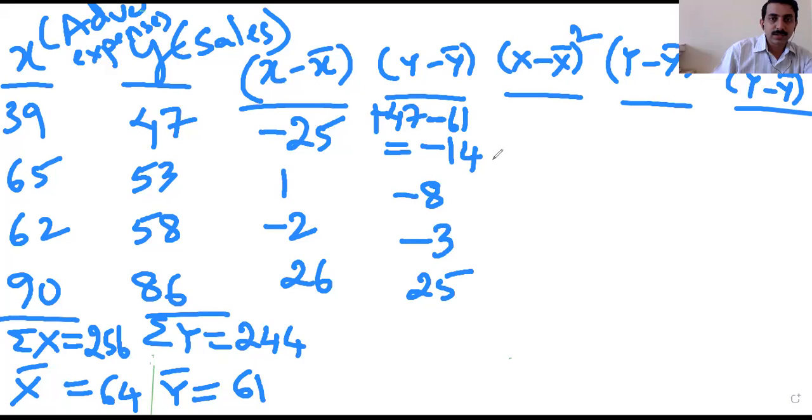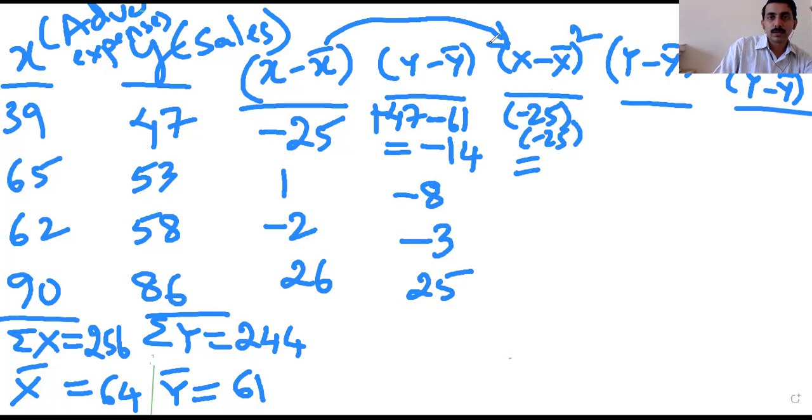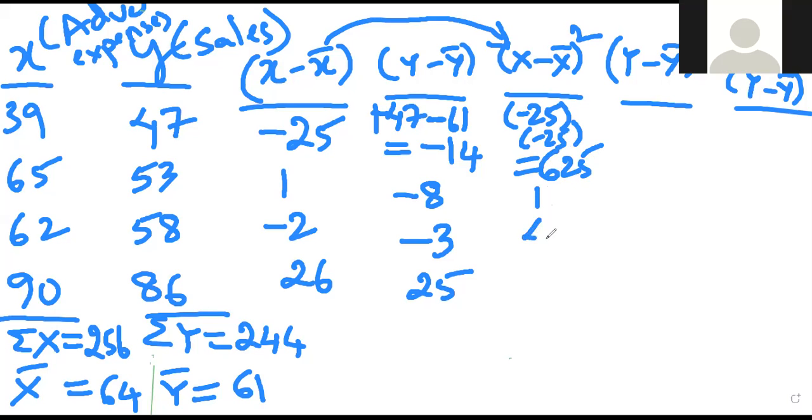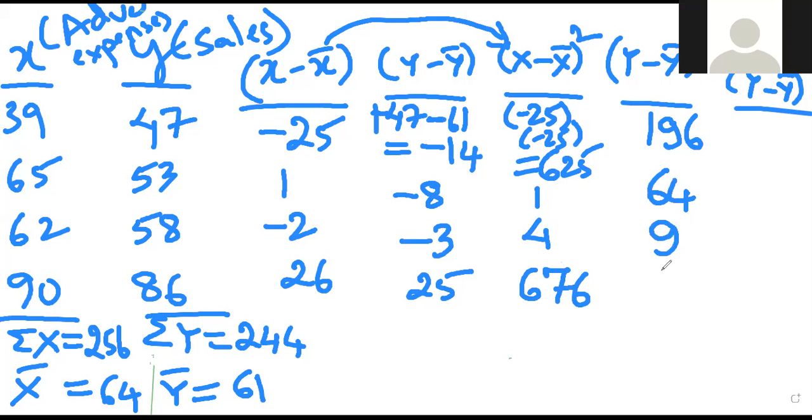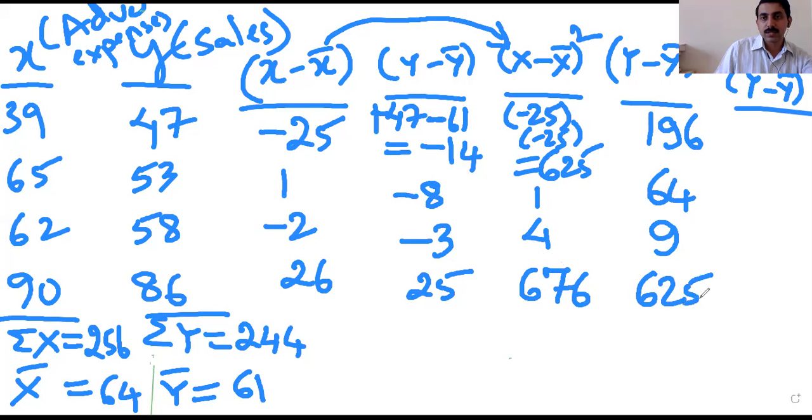All these are values. Next, you have to square the values, minus 25. Whatever you get here, that is to be squared. So this becomes 625. Next, 1, 1, 4, 676. Next, 14 square is 196. 625. Correct.